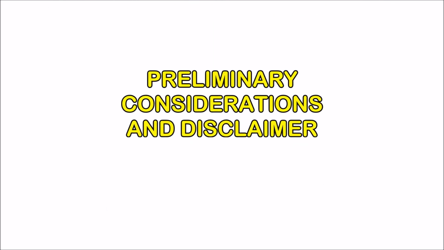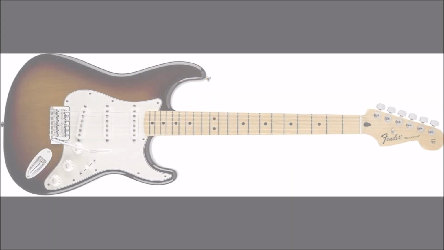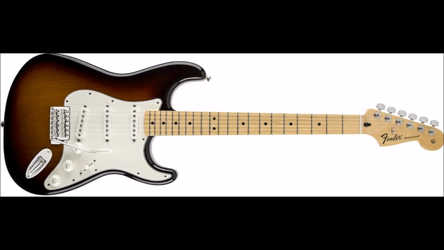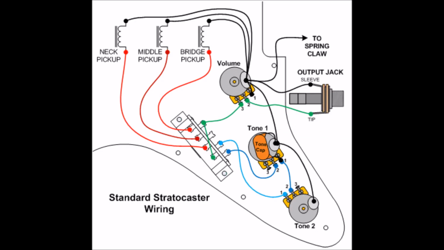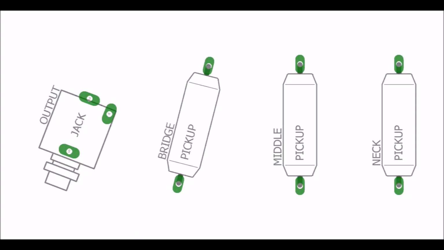Preliminary considerations and disclaimer. This video is my humble attempt to analyze and explain what I consider as the three basic approaches to arrange switches to connect the three single coil pickups in a Stratocaster guitar, in all possible combinations, with the end in view to provide a guide or procedure to design a fully functional system. The discussion shall be confined to connections involving three single coil pickups only.